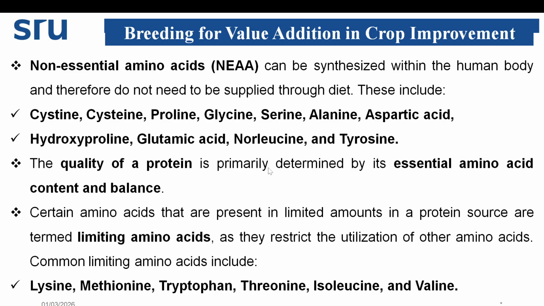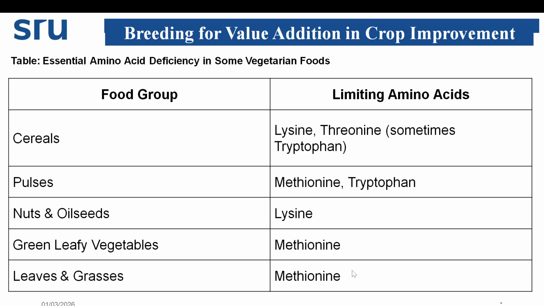The quality of protein is primarily determined by its essential amino acid content and balance. Certain amino acids that are present in limited amounts in a protein source are termed limiting amino acids, as they restrict the utilization of other amino acids. Common limiting amino acids include lysine, methionine, tryptophan, threonine, isoleucine and valine. These amino acids are called limiting amino acids.